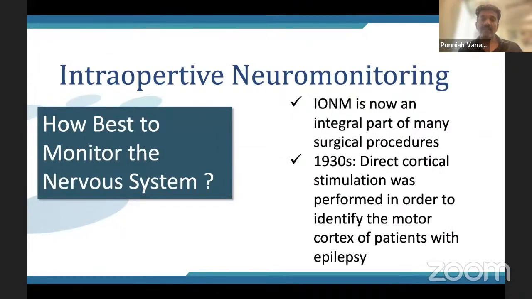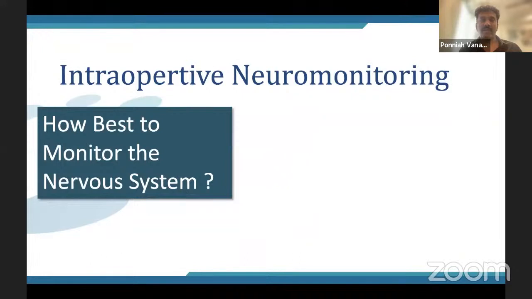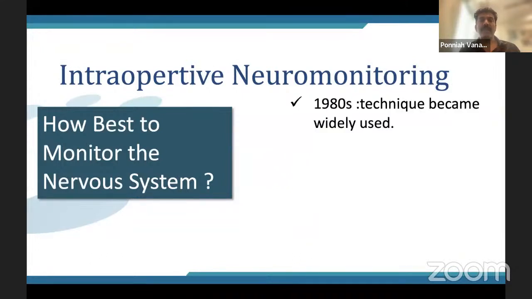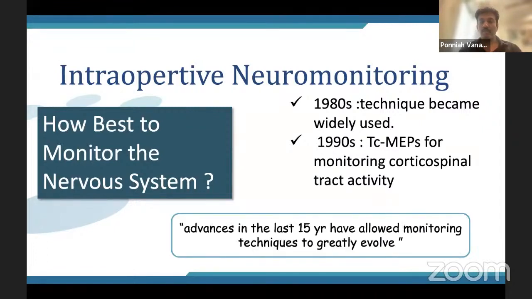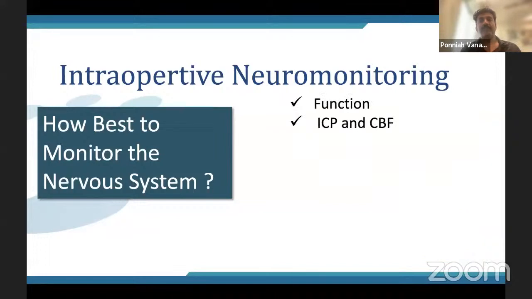It has a brief history from the 1930s, with direct cortical stimulation performed to identify the motor cortex in a patient with epilepsy. From the 1980s, the techniques have become widely used. In the 1990s, transcranial MEPs were used for monitoring corticospinal tract activity, and the advances in the last 15 years with electrophysiology and the equipment have allowed us to monitor this very frequently.